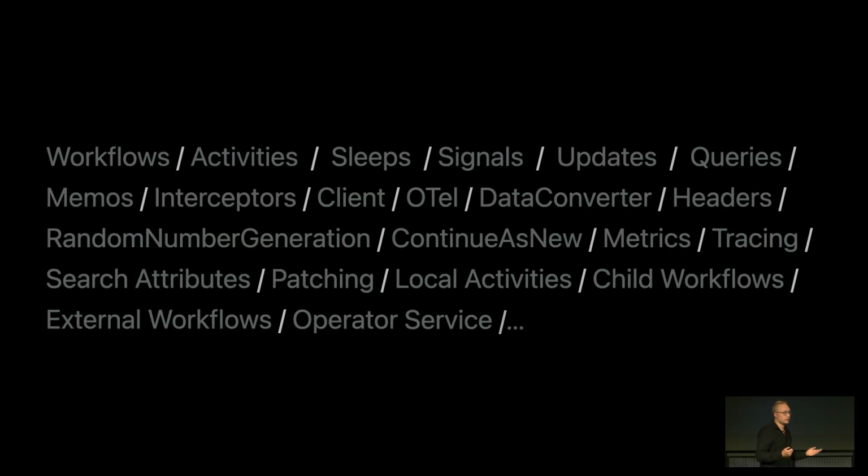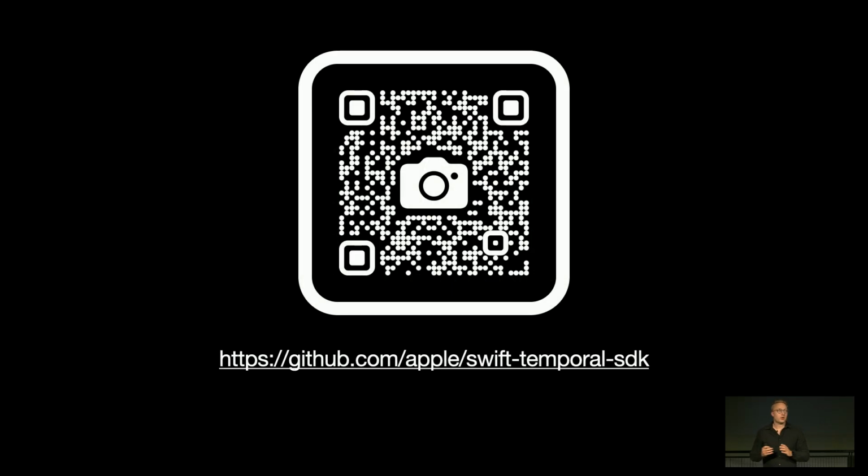This was just a lightning talk, so we only showed you a few things that the SDK can do. But the SDK can do many more things, such as queries, updates, child workflows, interceptors. It has built-in observability using OpenTelemetry, and there's so much more. Temporal is really a great choice for writing durable and reliable workflows. And with the Swift SDK, you can do it in our ecosystem.